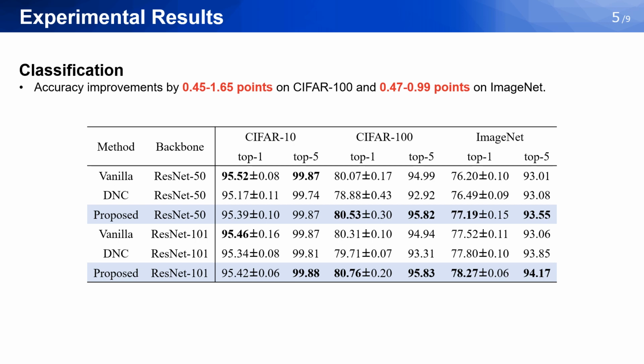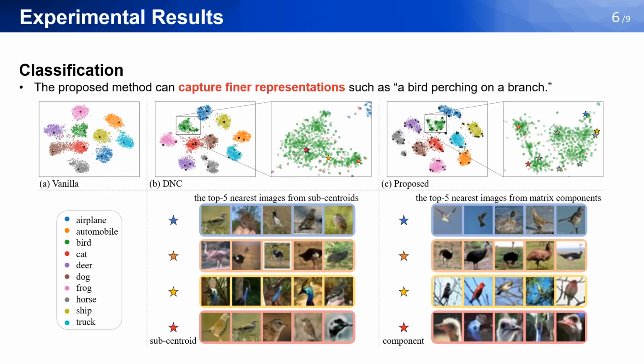To evaluate the performance and effectiveness of our method, we conduct classification and coarse-to-fine experiments. In the classification experiment, we use CIFAR and ImageNet datasets. As the table shows, our method achieves accuracy improvements on CIFAR-100 and ImageNet. In addition, the t-SNE visualization shows that our method can capture fine representations, such as a bird perching on a branch.